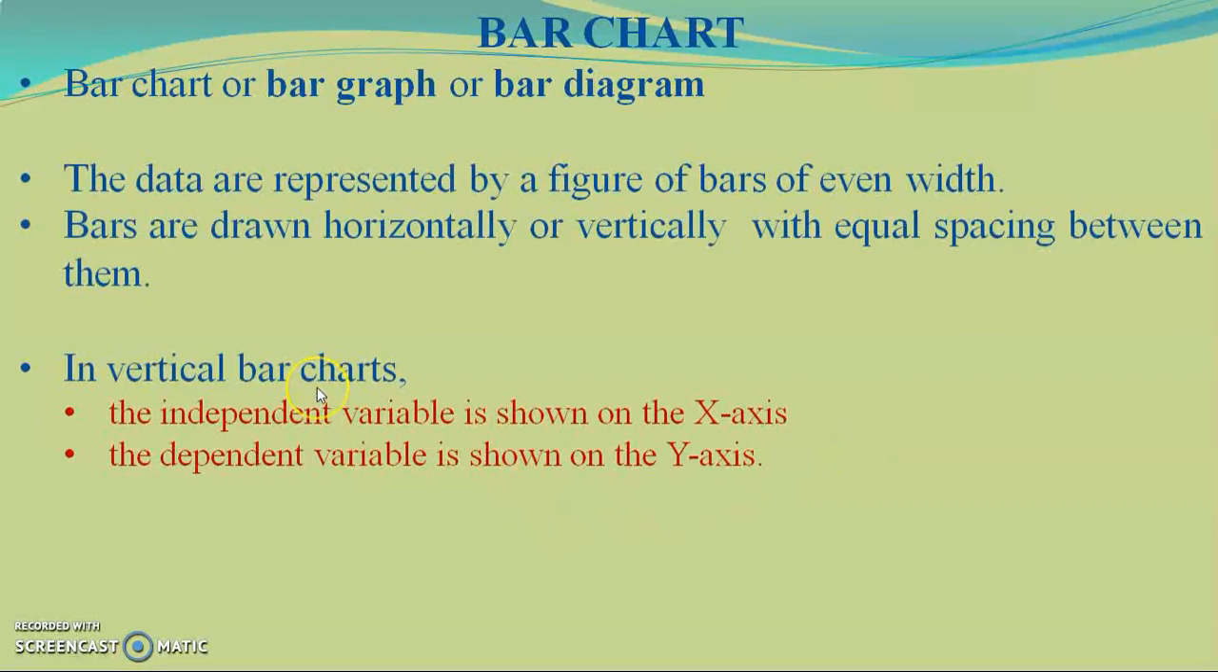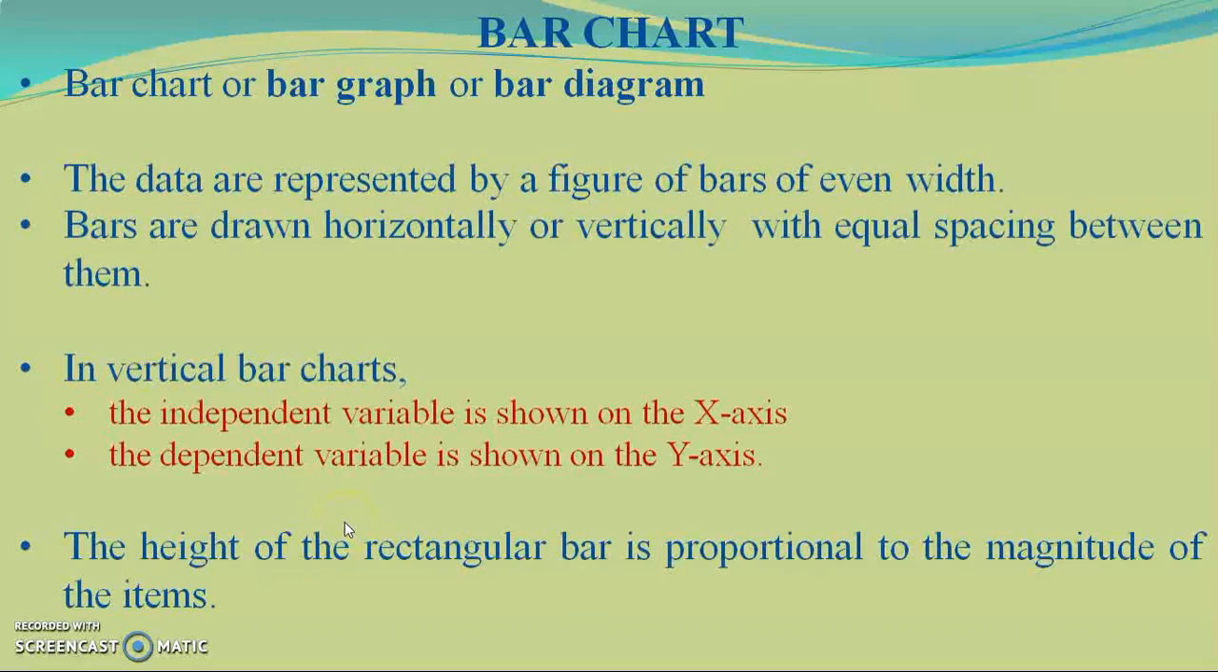In vertical bar charts, the x-axis is used to represent the independent variable, as we have discussed in the line diagram, and the y-axis is used to represent the dependent variable. In the bar chart, the value of the dependent variable is understood by the height of the rectangular bar. That's why the bar is used. The height of the bar represents the value of the dependent variable according to the changes in the independent variable.